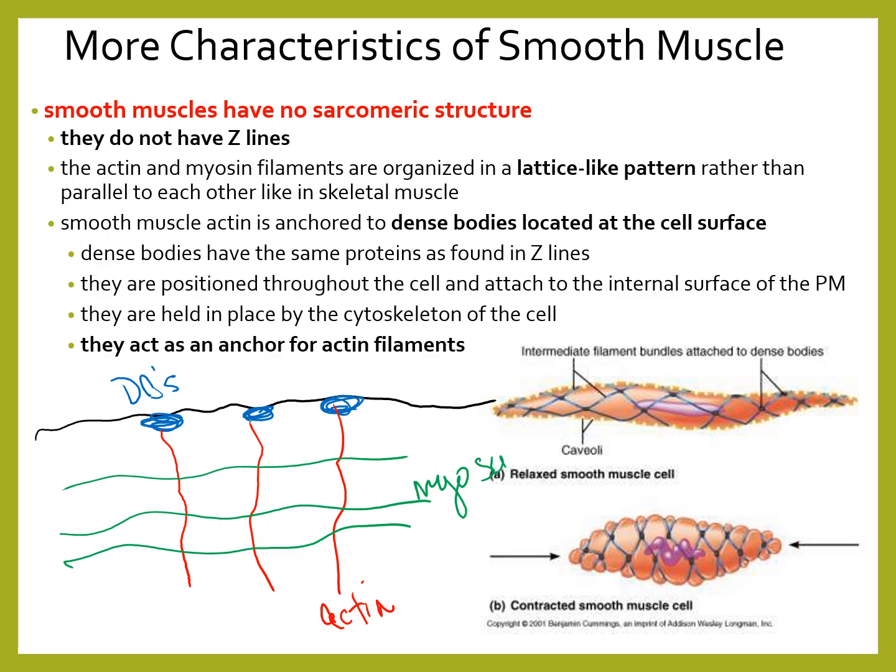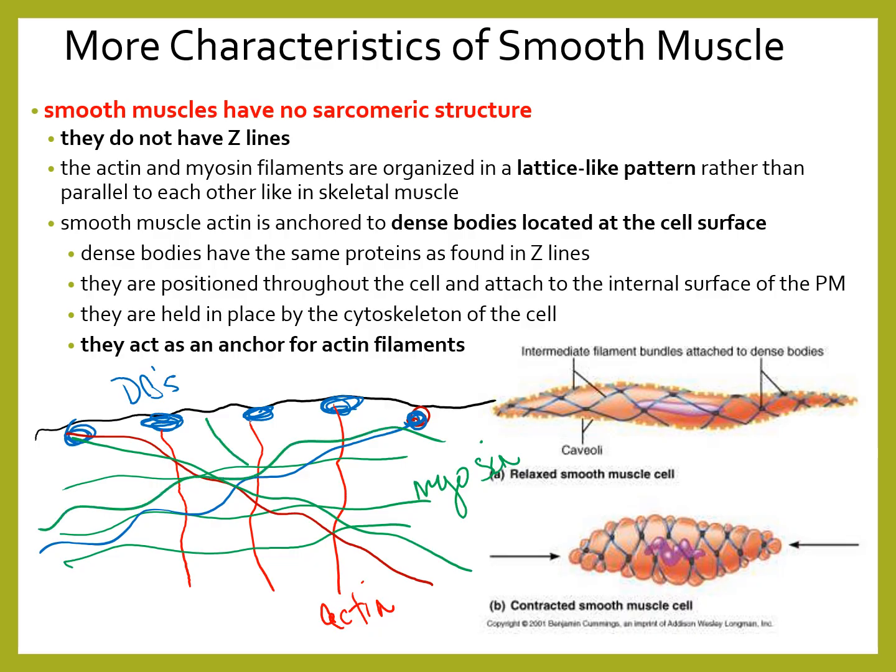So you can see these suckers do not run parallel to each other. They run in all kinds of directions. Maybe add another dense body here, put an actin filament going that way. Add a dense body here. Oops, sorry, that should be blue, right? Put a dense body here, put an actin filament this way. Put a myosin filament this way, put a myosin filament that way, a myosin filament this way. So can you see that there's absolutely no parallel organization? That is the lattice-like organization that I described earlier.